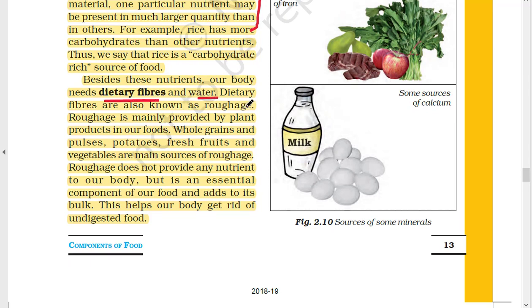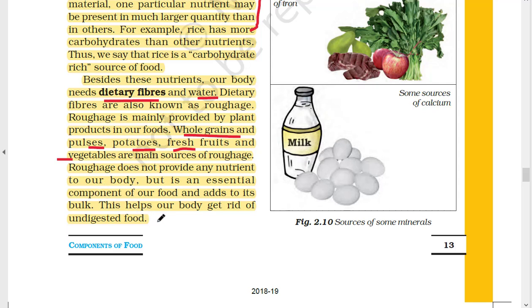So dietary fibers or roughage is basically to clean our stomach and intestine, and it is very important because it keeps our digestion proper. So from where can we get this roughage or dietary fibers? We can get it from the whole grains, pulses, potatoes, fresh fruits and vegetables. Cucumber is a very good source of dietary fiber. It helps in cleaning the intestine.